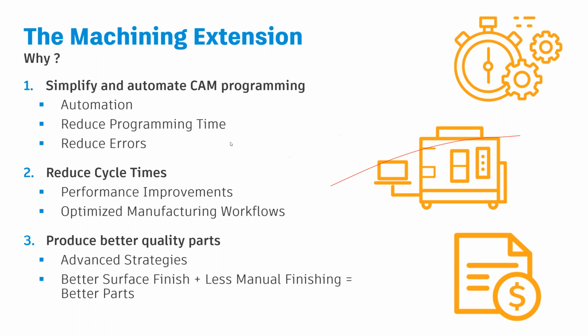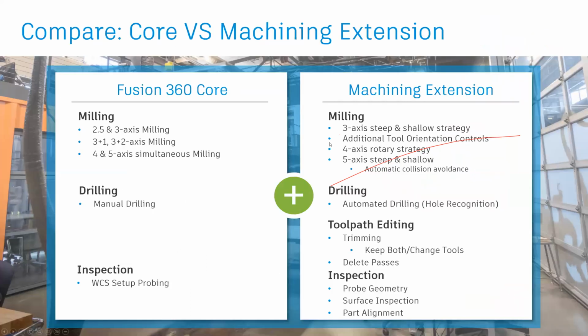And then performance improvement, and also an optimized manufacturing workflow. It produces better quality of the part, with advanced strategy, as well as better surface finish and less manual polishing, and a better part can be produced using the extension. Let us understand the next options.